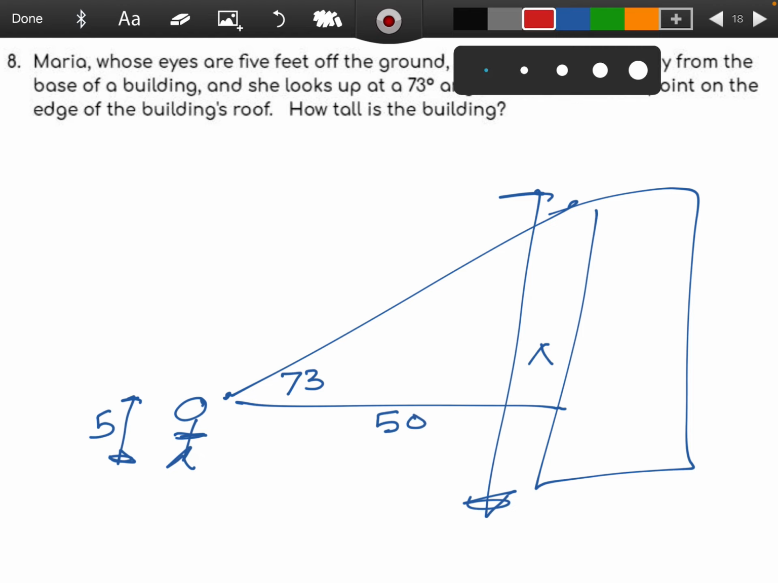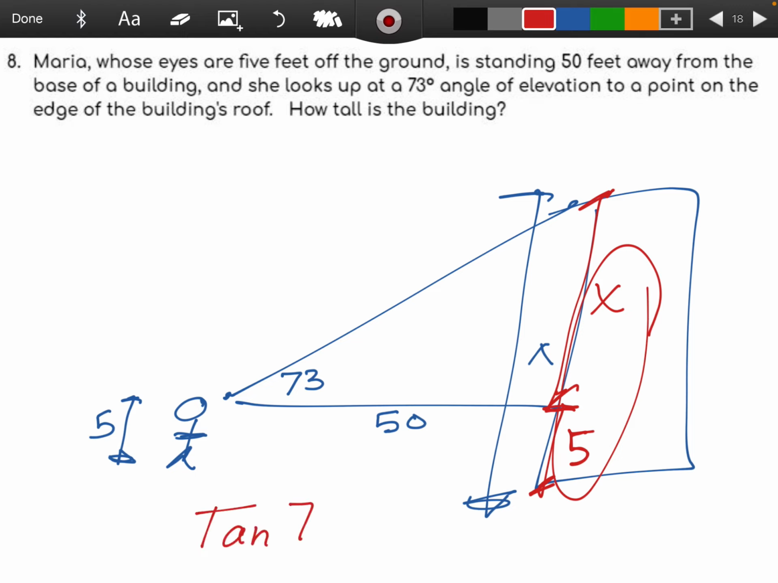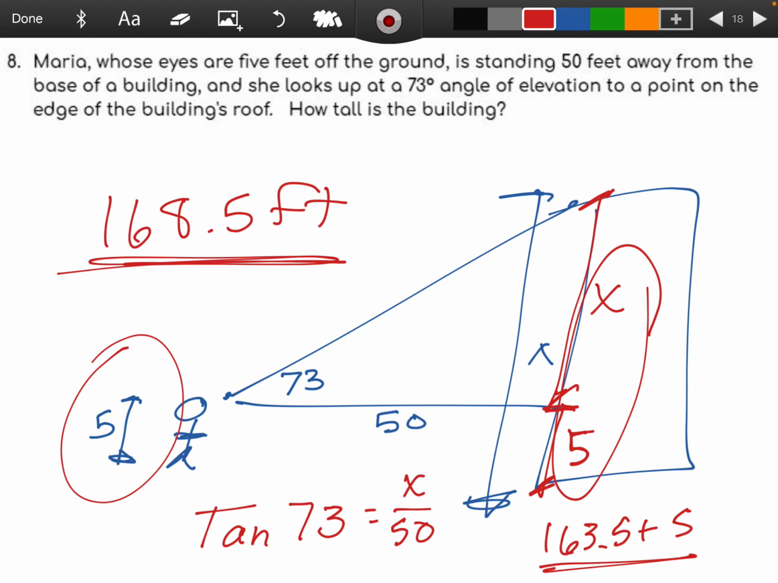Well, we have a couple things to pay attention to. We have to add at the end of this the 5 feet. Okay, so when I find x, which is going to be this part, I'll have to combine those two pieces. So in this case, I will have tangent 73. Opposite is x, adjacent is 50. So multiply 50 times tan 73. I'll get 163.5, and then make sure you add 5 to that. So then I'll get a grand total of 168.5 feet. That's how tall the building is. So we're using her height to be able to do that.